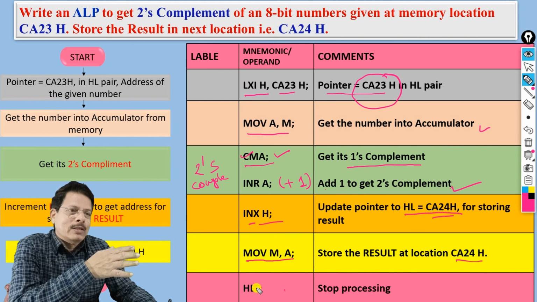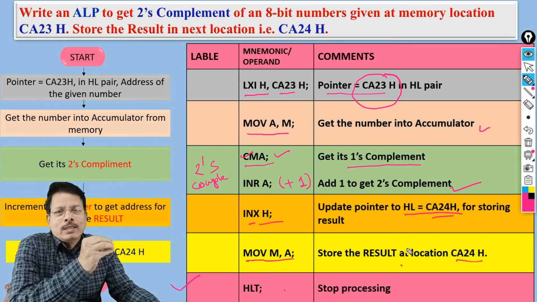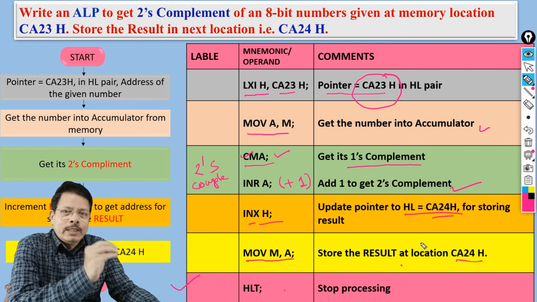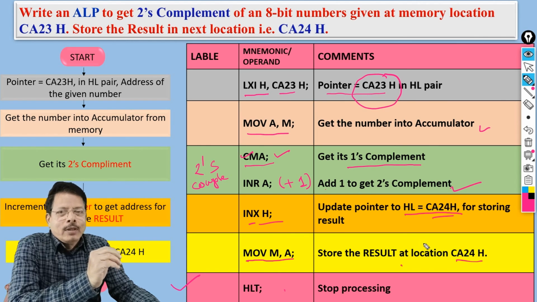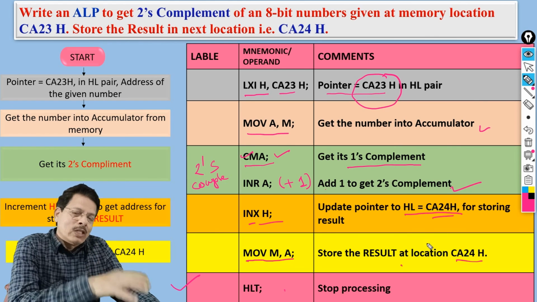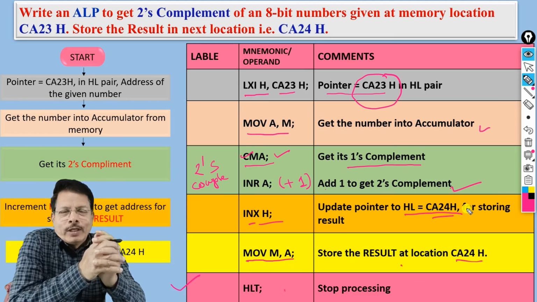Then the last instruction, our favorite instruction, is HLT, stop the process. So this is how you can write a simple program. These two programs are part of our syllabus, unit 3. Actually we are studying some programs for unit 3. I hope you have understood how to write the assembly language program and how to find 1's complement and 2's complement. So it is time to stop here.